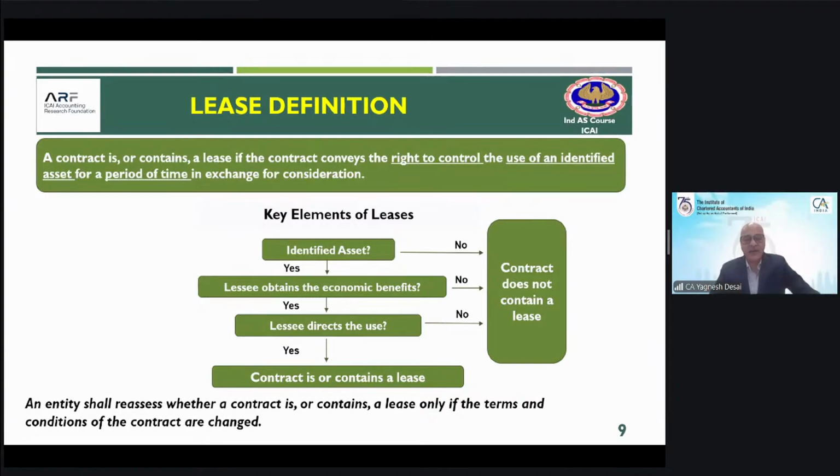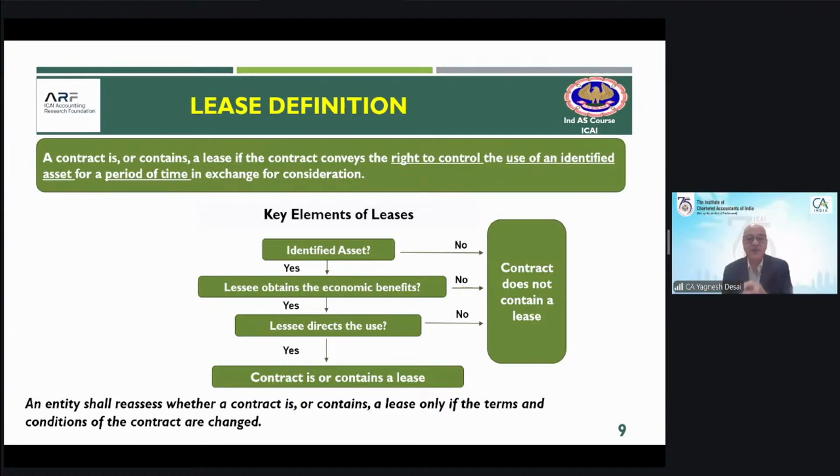So if the contract contains a lease, my dear friend, what do we do? We bring down to the present value all lease payments. Now, lease payments over what term? How many years? The car may have a useful life of 10 years, but I have taken the car only for 3 years. Should my lease term be 3 years or 10 years? It should be 3 years.